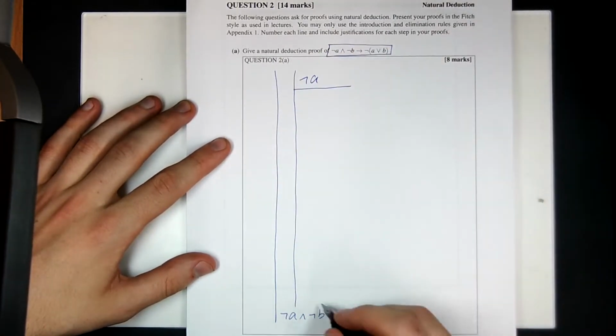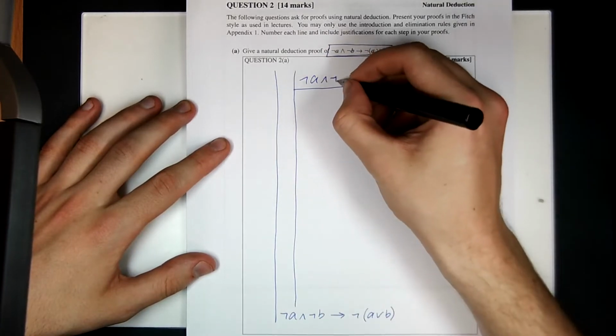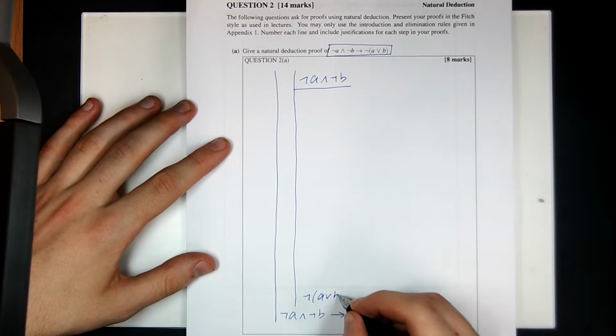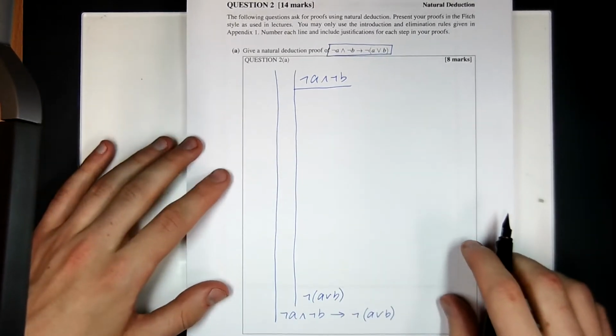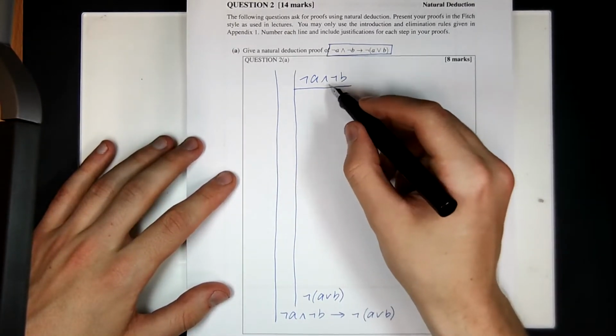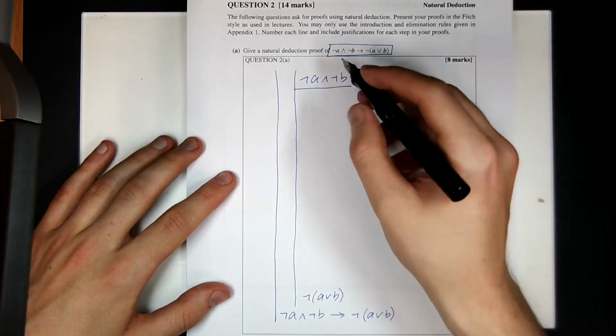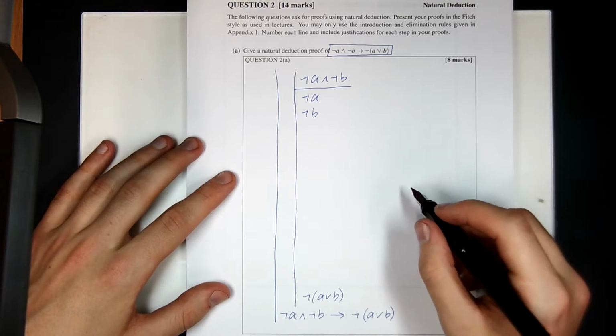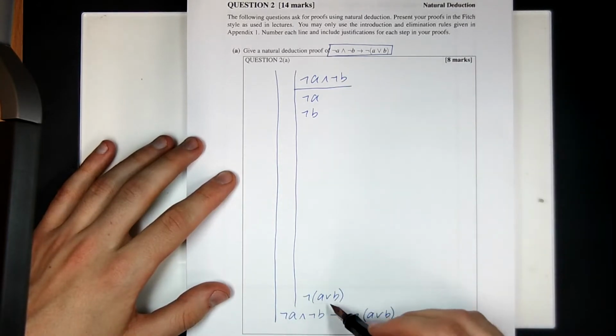So we assume the left-hand side, not A and not B. We attempt to derive the right-hand side, not (A or B). Okay, well, we have not A and we have not B, so we can easily split this up into not A and not B. Alright? Now, how are we going to get to not (A or B)? Well, I'm not entirely sure.